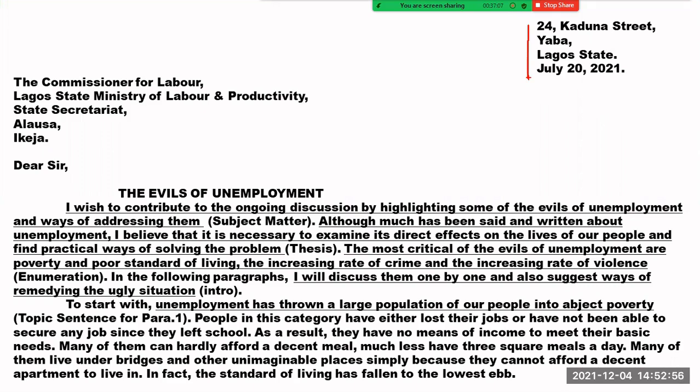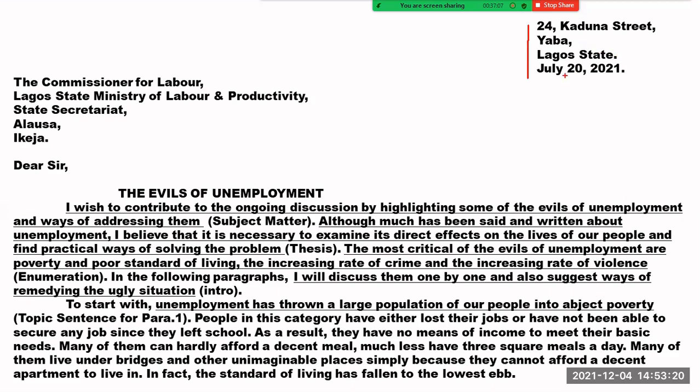This is the block style, and it is the closed block style. In other words, it's punctuated. Now take note of the punctuations. 24 Kaduna Street, there's a comma after 24 and a comma after Street. Yaba, a comma again, Lagos State, full stop. At the end of your address, you put a full stop.